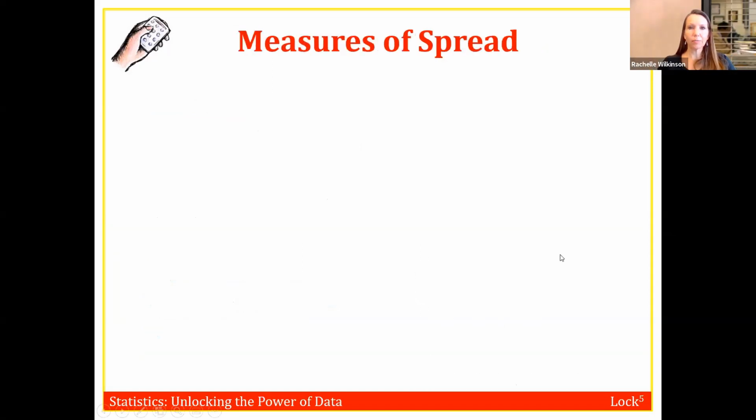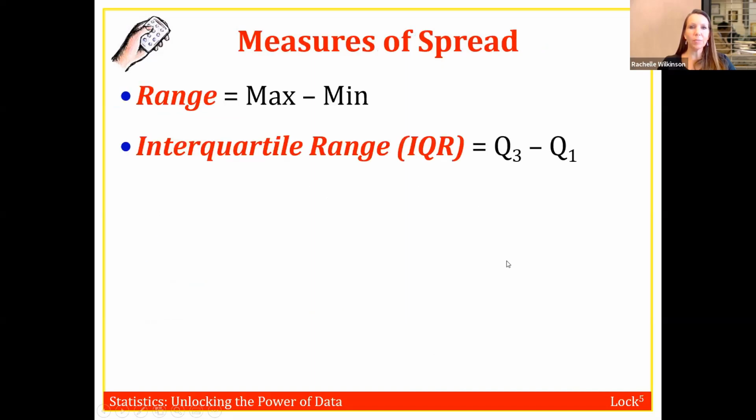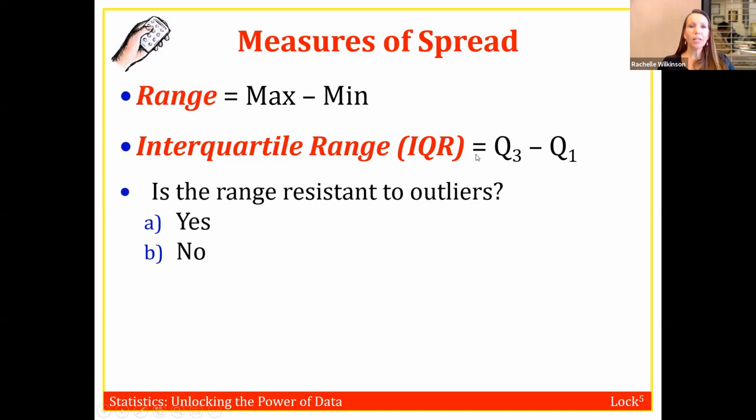So this is what it looks like when we actually look at it. The range is the max minus min, the IQR is Q3 minus Q1. Thinking about the range, is the range resistant? So is it resistant to outliers? Do you think yes or no?